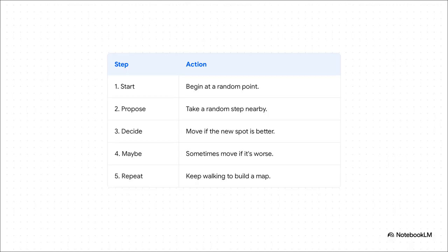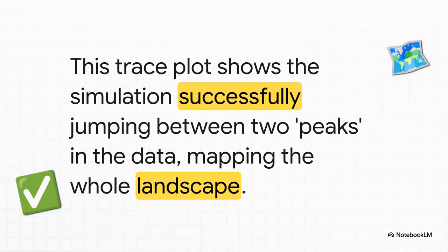So here's how that smart walk works. It starts somewhere random. It takes a random step to a new spot. If that new spot is better, say a higher point on our invisible mountain, it almost always moves there. But here's the absolute genius move. Every now and then, it will intentionally take a step to a worse spot. Now, why would it do that? Well, that's what keeps it from getting stuck on the very first hill it finds and forces it to explore the whole mountain range. And when you get it right, this is what it looks like.